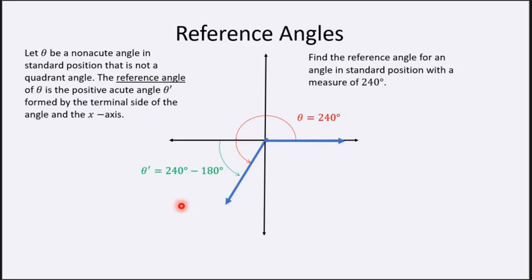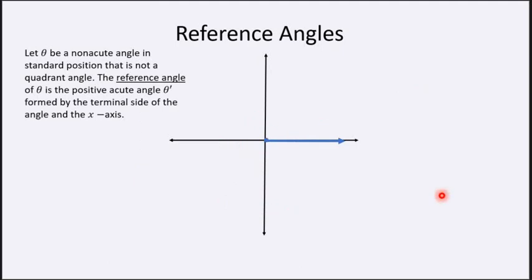So for an angle in the third quadrant, we're going to take the given angle and subtract away from it either 180 degrees if we're in degrees or pi radians if we're in radians. And 240 minus 180 gives me a reference angle of 60 degrees. So the reference angle here is 60 degrees.